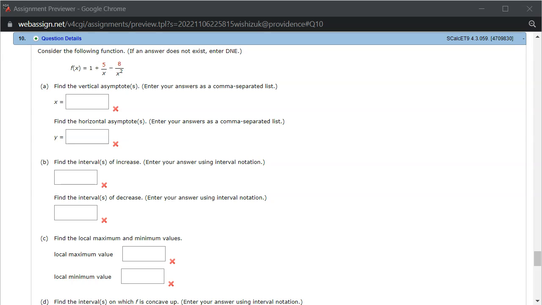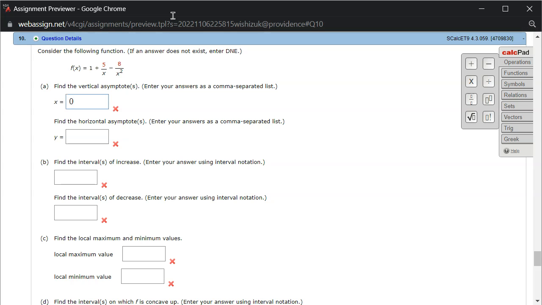All right, let's look at homework 4.3, problem number 10. So we have this f of x given, and for part A, we want to find the vertical asymptotes and the horizontal asymptotes. For the vertical asymptote, it is clear that when x equals 0, it's going to blow up. So we know that x equals 0 is going to be the vertical asymptote.